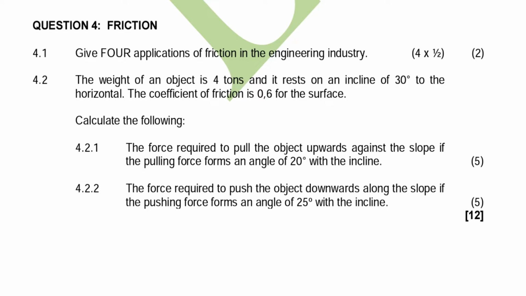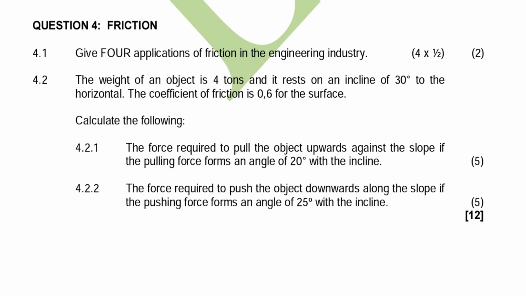I don't want to dwell too much on this because I want us to focus on the calculations, and I'm sure you do have these things in your textbooks. So we're going straight to 4.2. They are giving us a scenario. The weight of an object is 4 tons and it rests on an incline of 30 degrees to the horizontal. The coefficient of friction is 0.6 for the surface. Calculate the following.